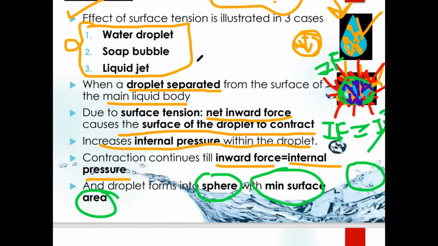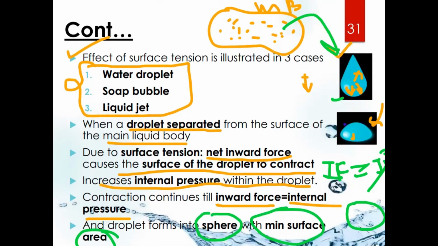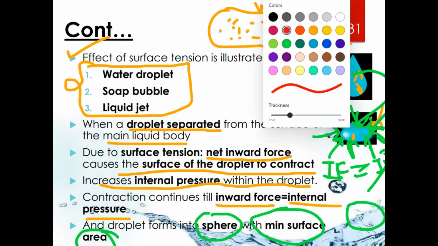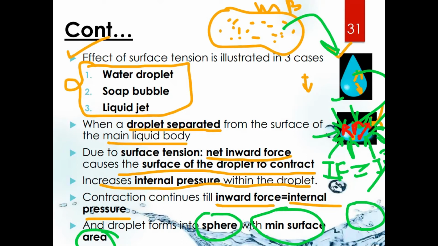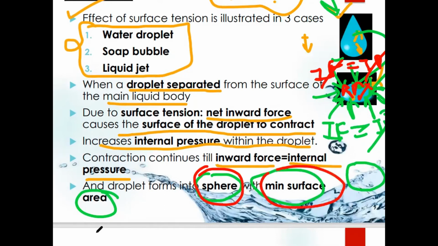So first, once we separate a droplet of liquid from a main water body, consider this is the main water body, and from it you separate a droplet of liquid, what happens? Due to the inward force caused by the surface tension, the water droplet will be under contraction. Other than this inward force, there is an internal pressure, and the contraction continues till the inward force is equal to the internal pressure. Once the inward force is equal to the internal pressure, the droplet is converted into a sphere with the minimum surface area.